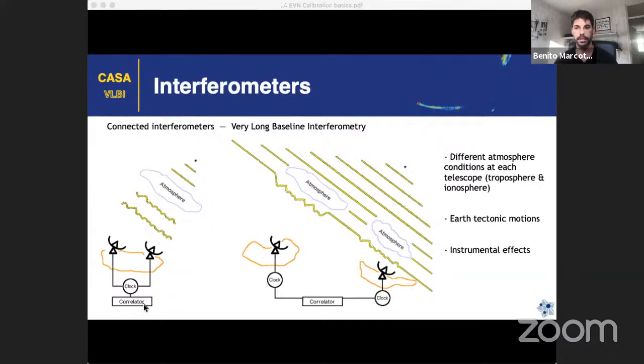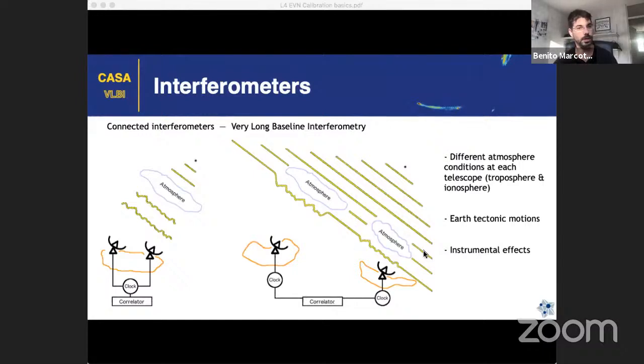However, in VLBI, this is not true. The stations are really far apart, typically not directly connected to each other. That means you really need to keep track of the clock information, the timestamps of the data that you are recording individually per station. And it is only once you arrive at the correlator level that you synchronize the two data streams to obtain the coherent combination of the data.